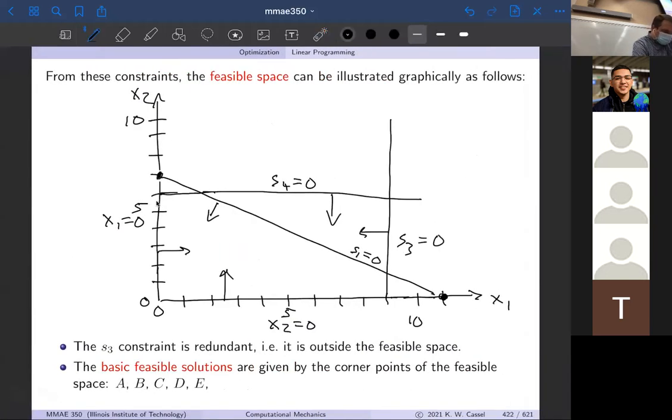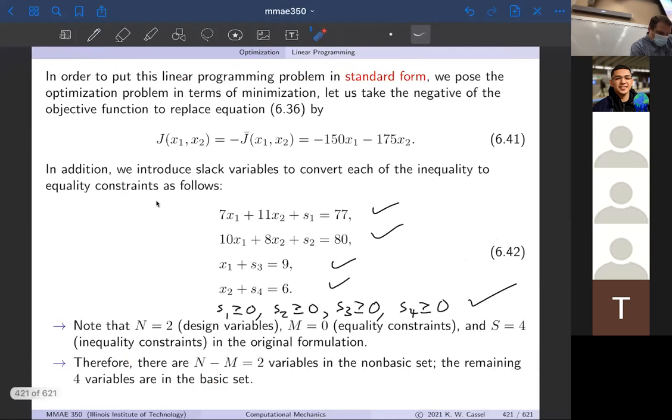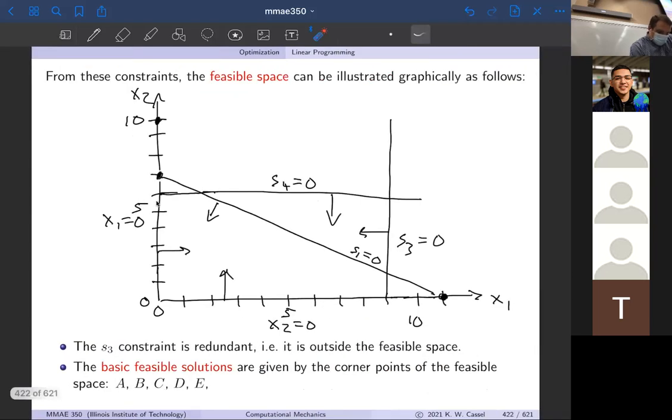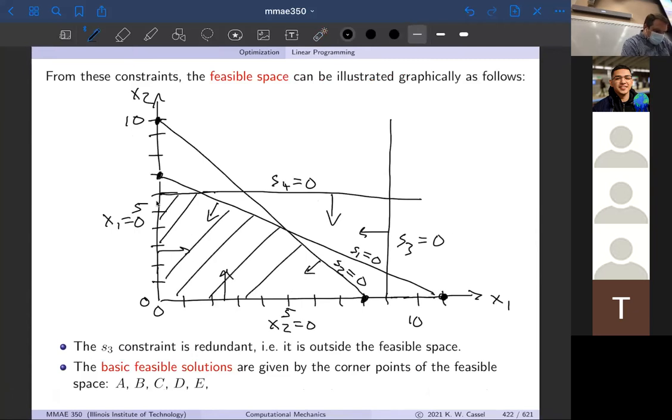x2 is equal to 10, so it's way up here. And then if x2 is equal to 0, then 10x1 is 80, so x1 is 8. So that is right here at 8. So now I have my straight line going like that. So that corresponds to S2 is equal to 0. And once again, it has to be less than or equal to, so that's there. So once again, we have further restricted our feasible space. It's now this.